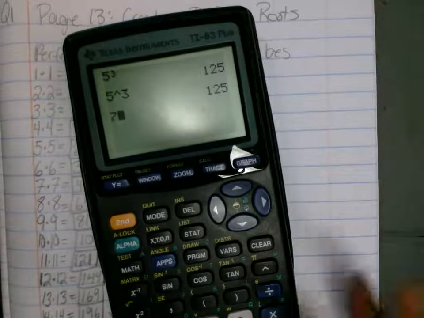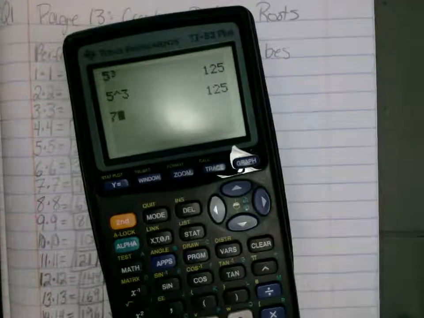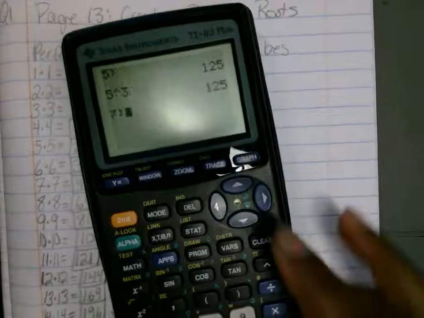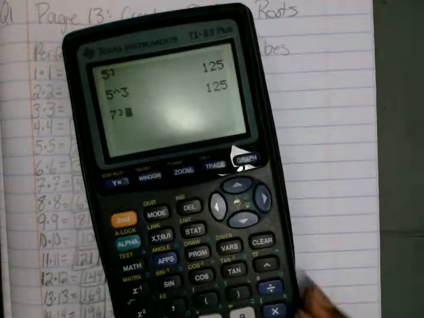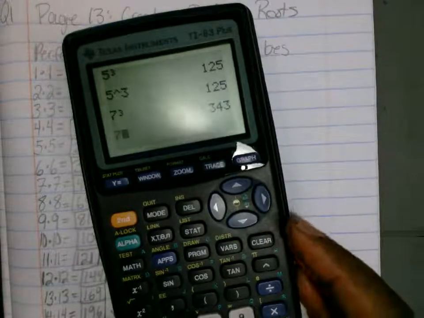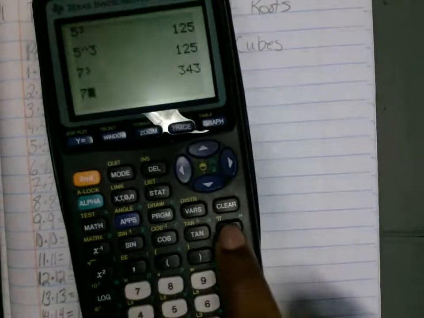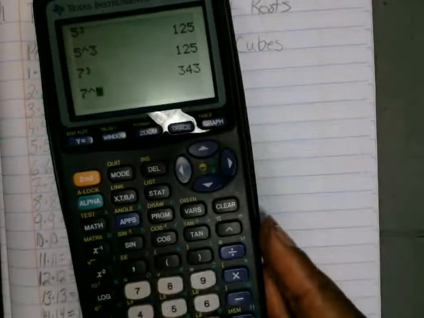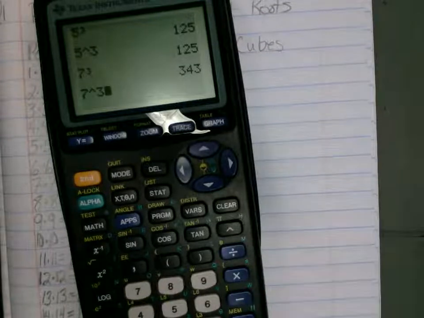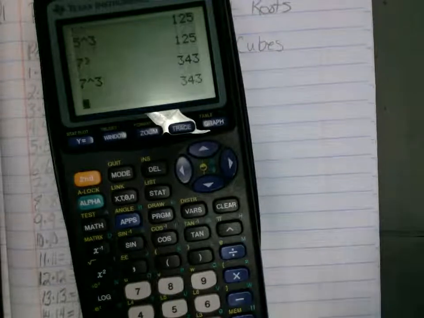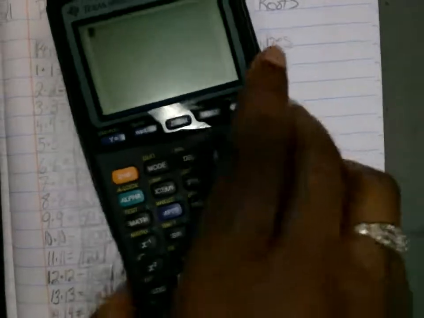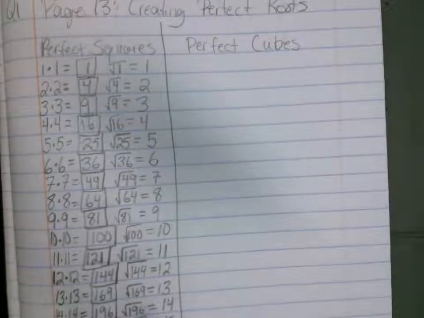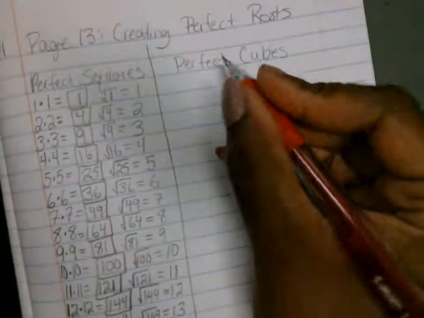I can do 7 to the third power. I press 7, math, and number 3 will give you to the third power. Or I can press 7, this is called a caret key, and after I press the caret key, I can press 3 here. That'll give me to the third power. Same thing. Now you know how to do to the third power, 2 ways to do that. So let's make our first perfect cube.